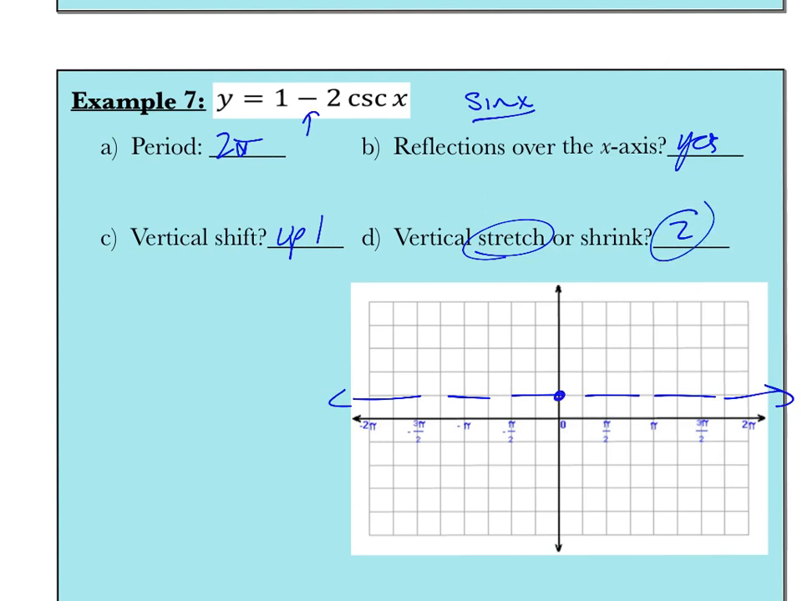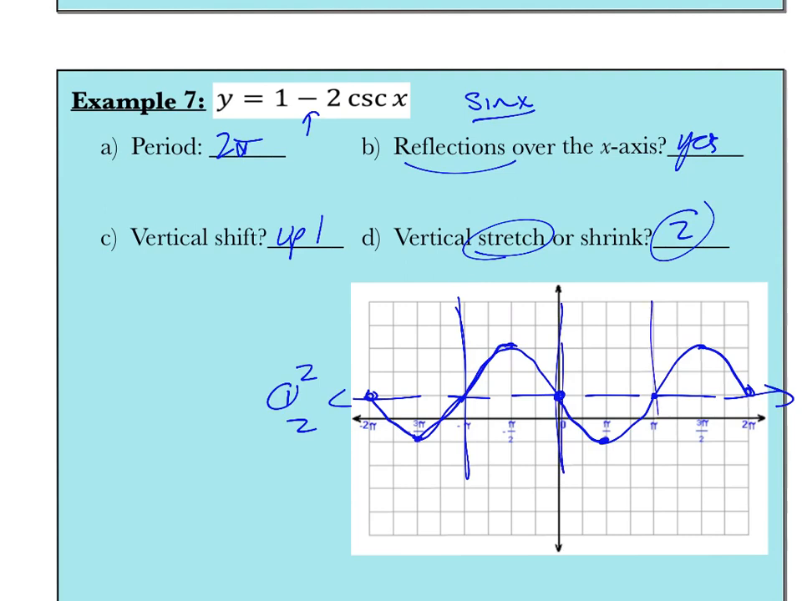So from 0, and it's a reflection, so I'm going to go down 2, back to 0, up 2, back to 0. And I'm going to do the same thing here. Okay, so up 2, down 2, but I move the whole thing up 1. So then you're drawing your asymptotes, and then you're sketching up and down for what your graph looks like.